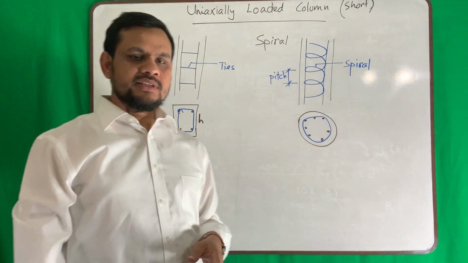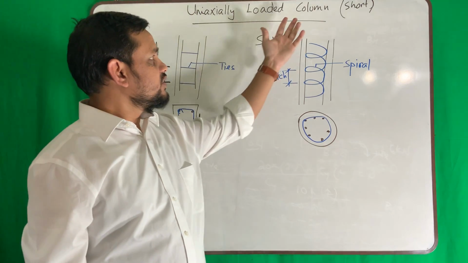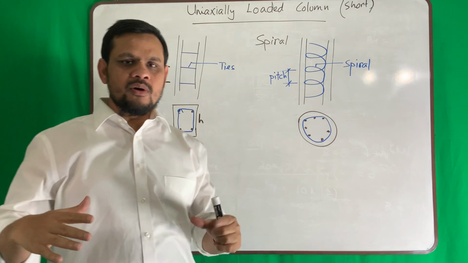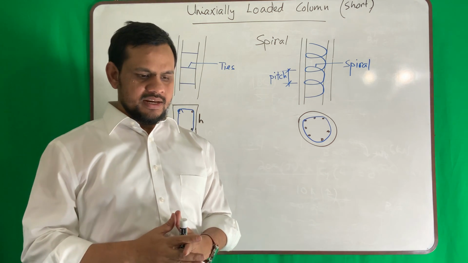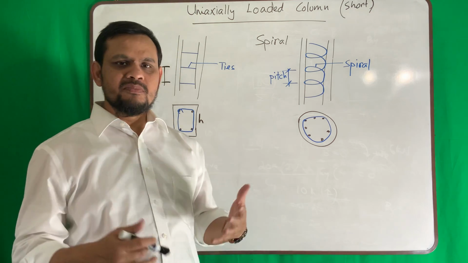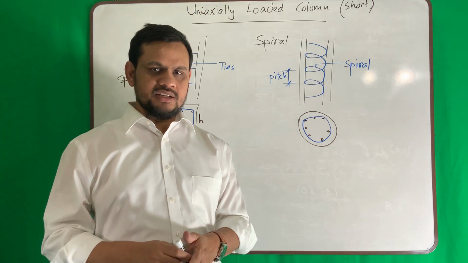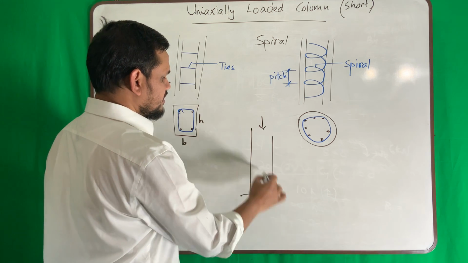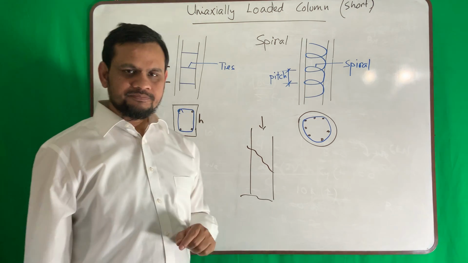This time I will discuss uniaxially loaded short column. Short column means the column is relatively short compared to its lateral dimension. In short column, the failure occurs mainly like crushing. So if I have a column like here, if I apply some load, it will fail somewhere here.